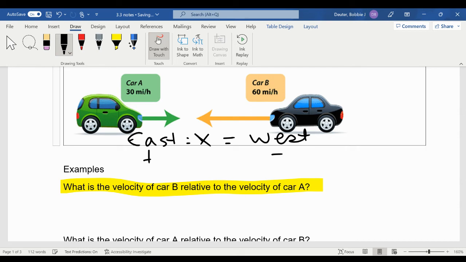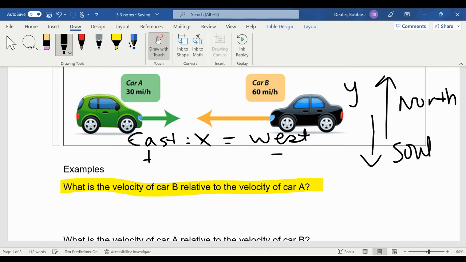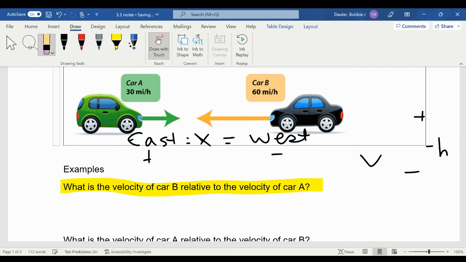We don't have any y-axis, but I want to talk about that really quick. On the y, we would go up, which would be north, and down would be south. North would be positive, south would be negative. I just want us to have that frame of understanding when we start talking about these directions on both the x and y axis. So remember that east is positive, west is negative on the x, and on the y we have a positive north with a negative south.